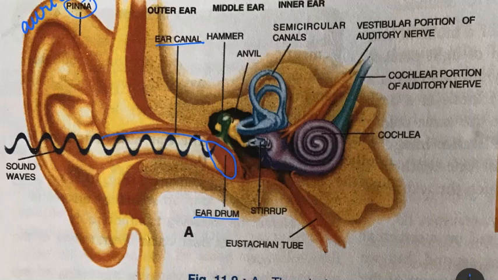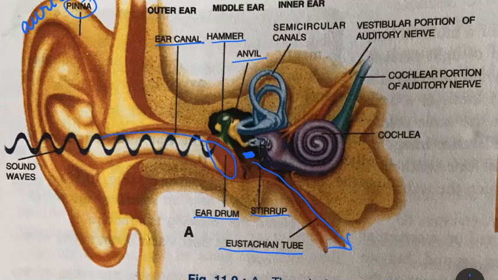Now the middle ear contains three tiny bones: hammer, anvil and stirrup, also known as malleus, incus and stapes. Okay, and then there is a connection between the middle ear, that is the part which contains the three tiny bones, and the throat through a tube which is known as eustachian tube. The three bones collectively are known as ear ossicles.